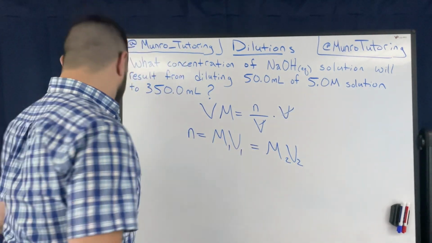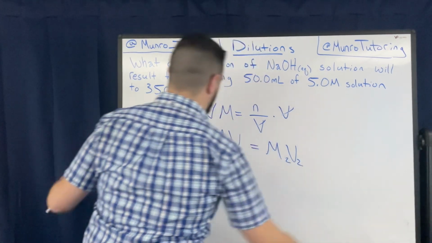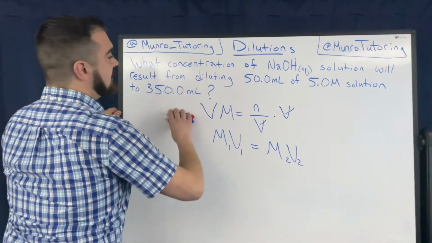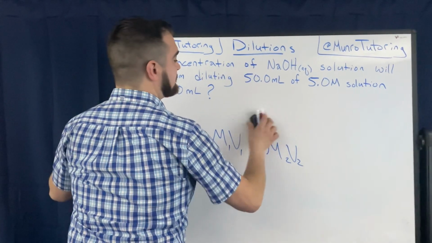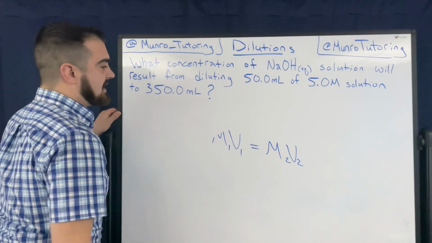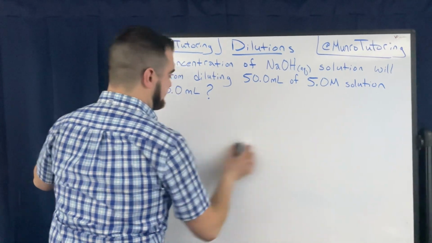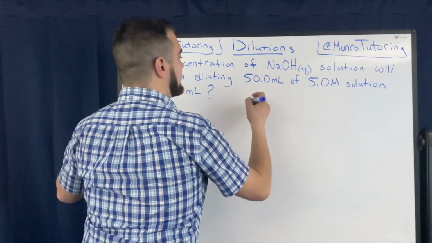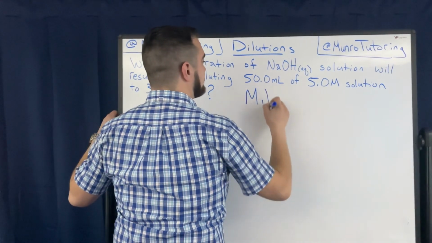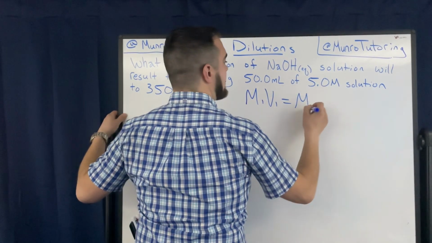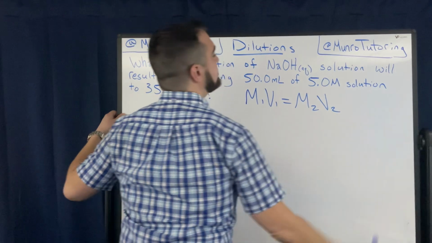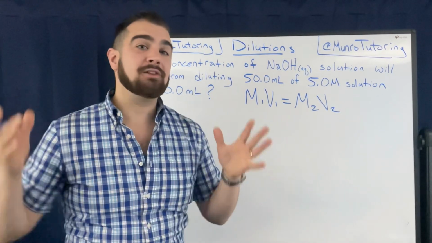So this is our main equation when it comes to doing dilution problems, and this is what we're going to use to do this question. So now that we have that, let me just write it up a little higher over here so we have a little more room. Let's write out M1V1 equals M2V2. And now we just plug stuff in.